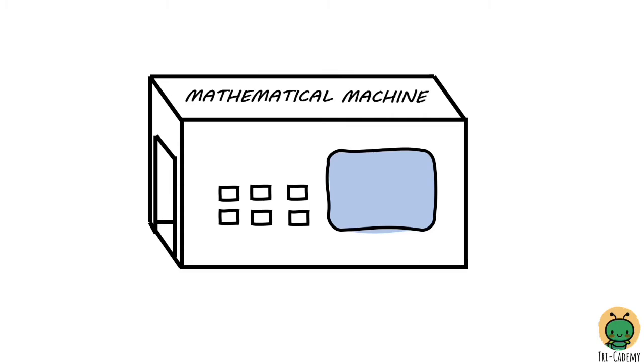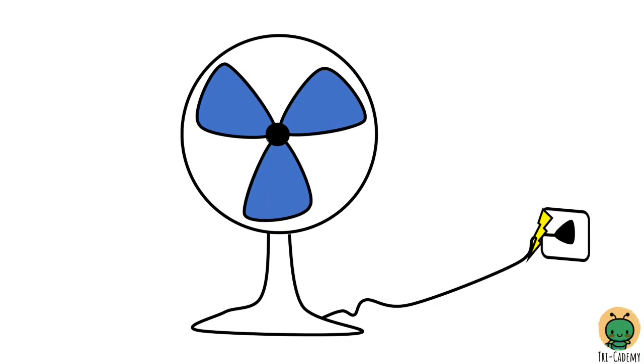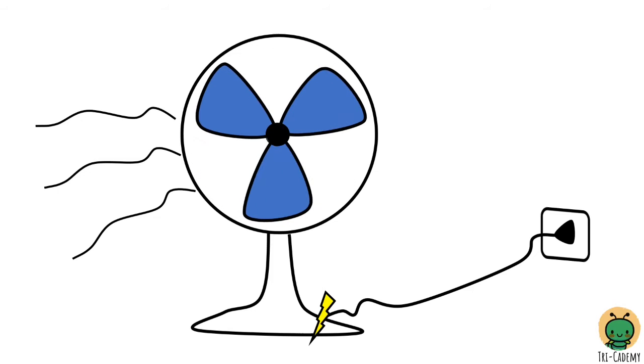Have you ever heard of a mathematical machine? Basically, it is like any other machine that needs an input and then delivers an output. Let's say for example your electric fan. You plug it into the outlet to receive the input, which is electricity, and you receive a cool breeze of air as its output.